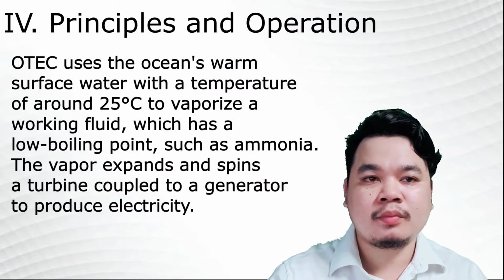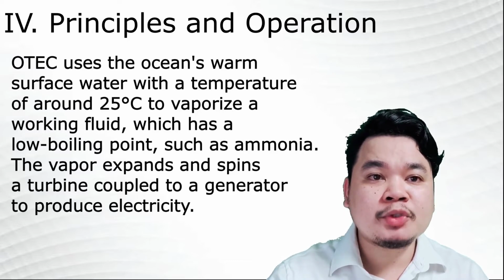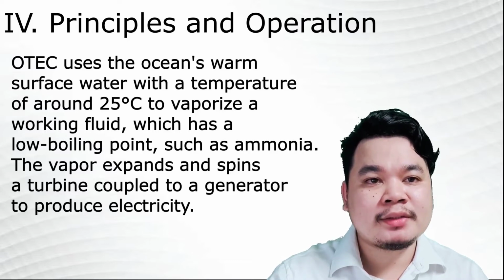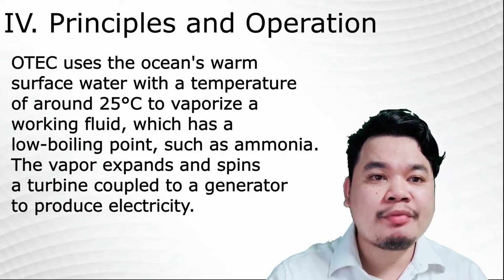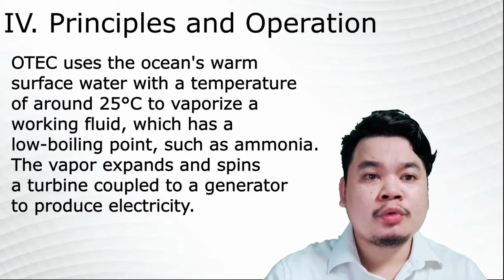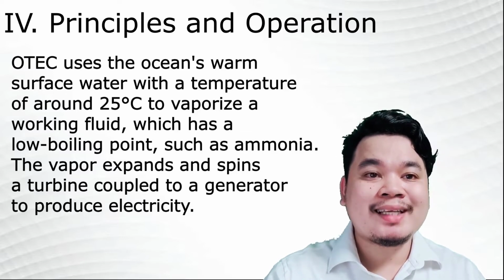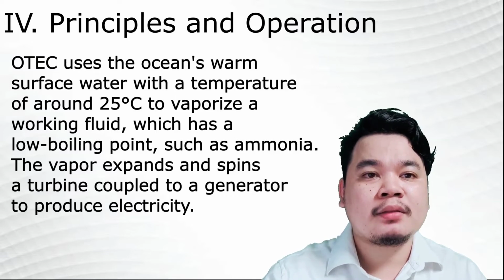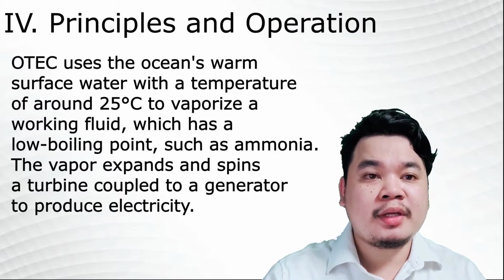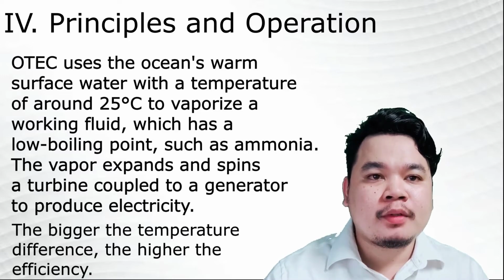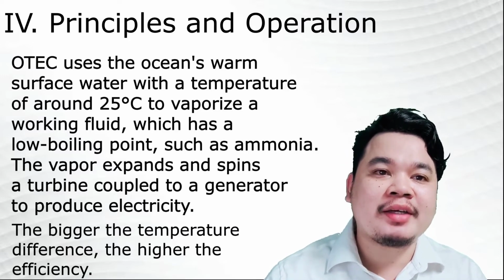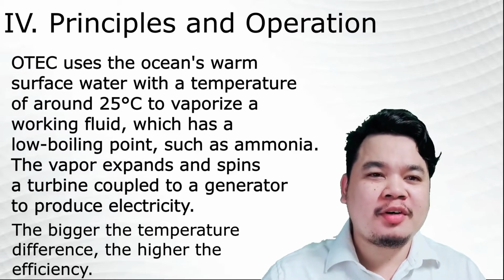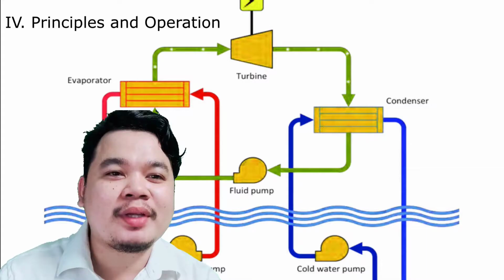And now, let's go to the principles and operation of OTEC. OTEC uses the warm surface water of the ocean, with a temperature of around 25 degrees Celsius, to vaporize the working fluid, which has a low boiling point, such as ammonia. The vapor expands and spins the turbines, coupled to a generator that produces electricity. The bigger the temperature difference, the higher the efficiency. For better understanding, let's see the drawing.